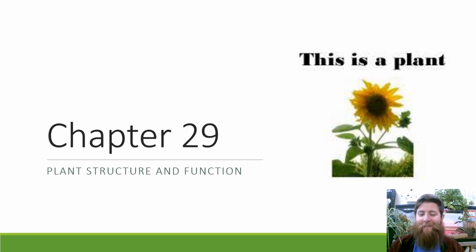Welcome back, Greenhouse Science. Today we are going to talk about plant structure and plant function, or really start to talk about it. A lot of the rest of the class will be about specific plant structures and functions and how they work. In case you didn't know, this is a plant.